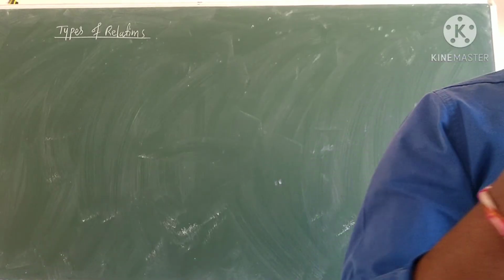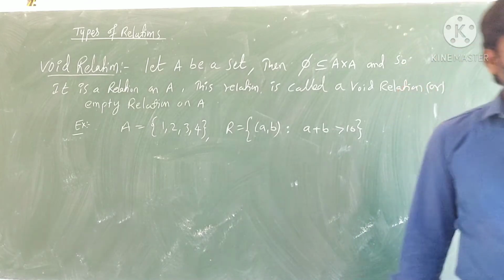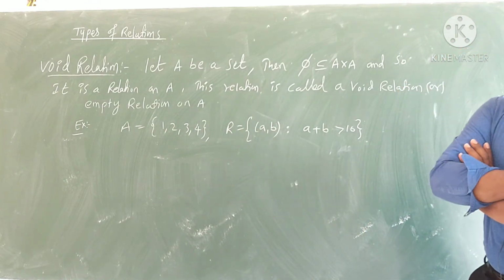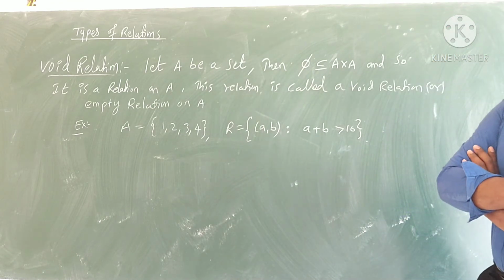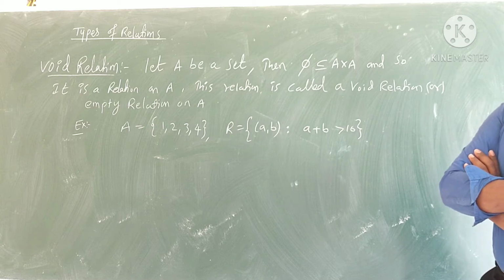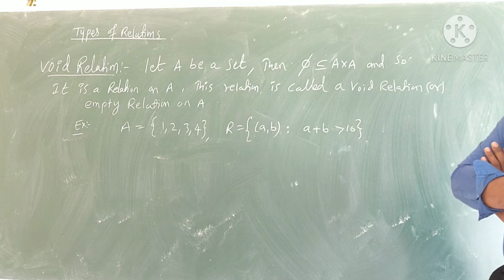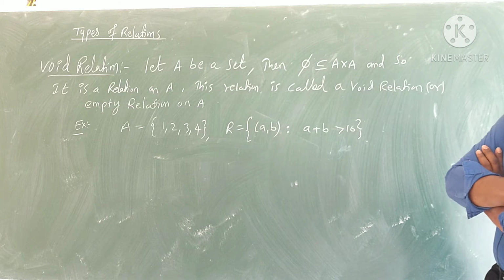Next concept is types of relations. Okay, we'll start now. The first type is the void relation, also called the empty relation. Let A be a set. Then ϕ is a subset of A cross A. So ϕ is one set, the empty set, which is a subset of A cross A.